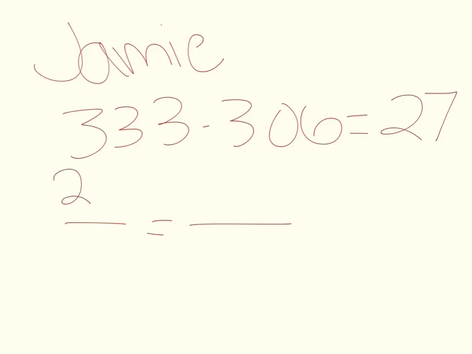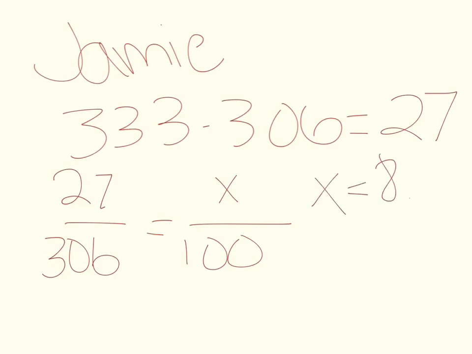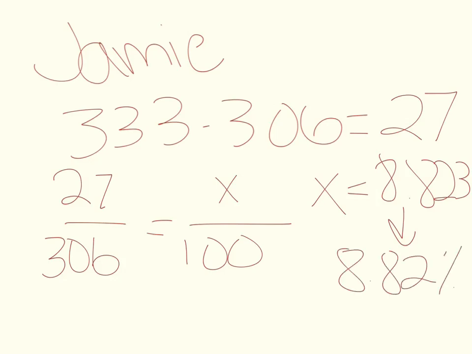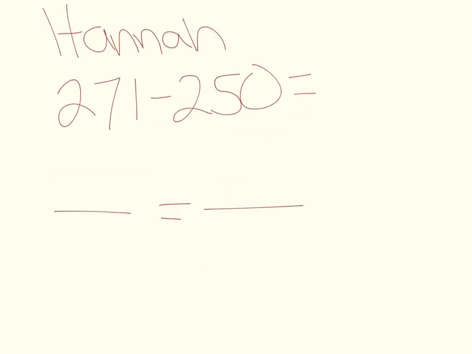So again, you do your 27, that's the difference over the original. So this one, our original, was 306, and then you do your x over 100, and you multiply 27 times 100 divided by 306, and then x equals 8.823, and then that rounds to 8.82%. So try this one on your own and then push play to watch the rest of the video.